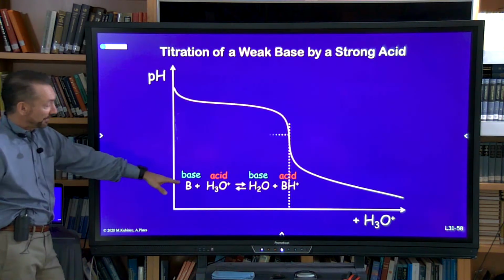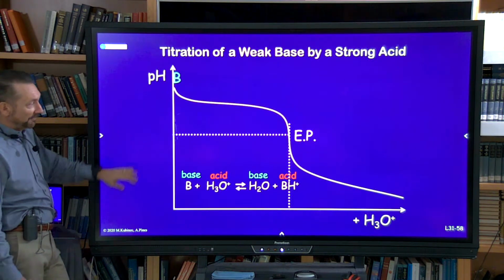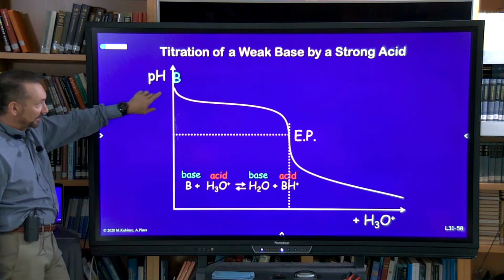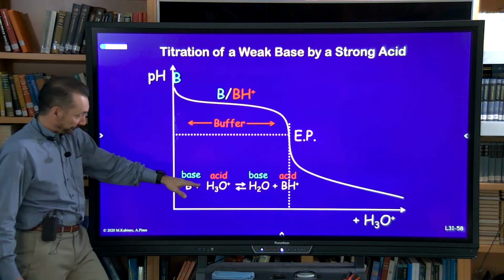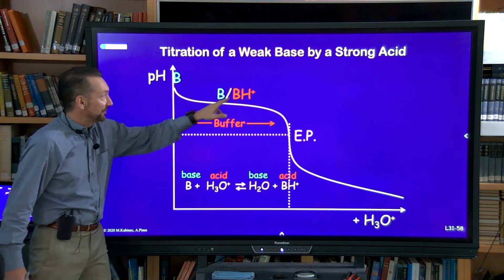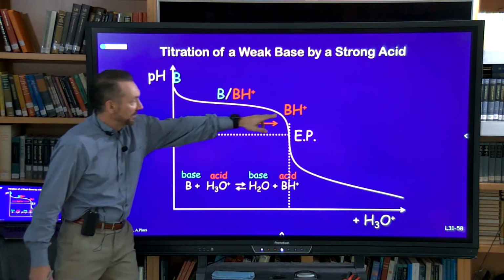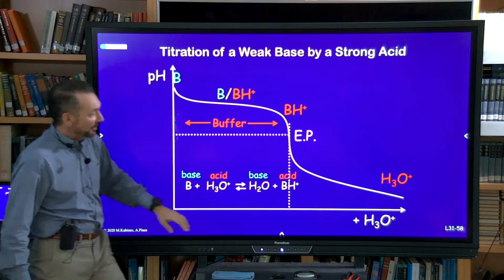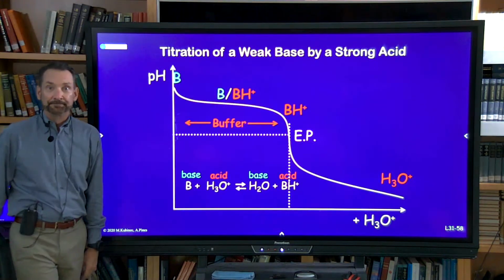So if you did it with a base and you titrated with a strong acid, you'd have the mirror image effect. You'd have mostly B, and then you'd have a mixture of B reacting with a strong acid to form the BH ion. So you'd have a mixture of the two, and at the equivalence point you would have converted all that to that. And then way out here, the pH is determined by all that extra acid you're adding.